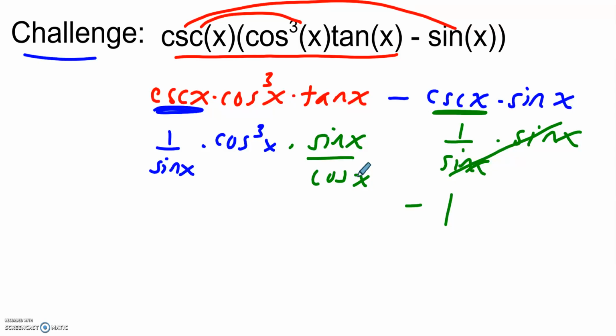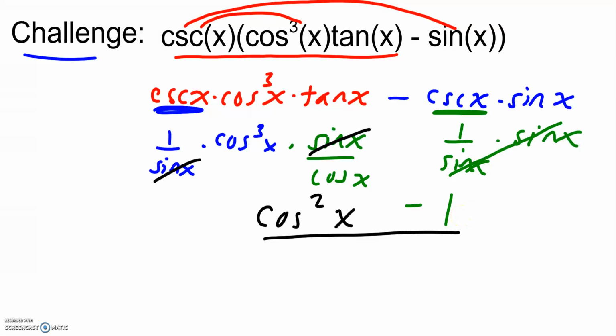If I do that, here's something that I notice. This sine of x crosses out with the 1 in the denominator. If I have 3 cosines on the top and 1 on the bottom, that means I'm left with 2 cosines, or cosine squared x, minus 1. Now I have a squared function. So for the 3rd time in this video, the Pythagorean identities are going to come and help us.